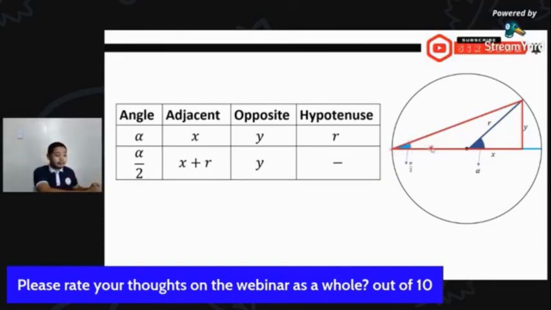Now, this part is actually the radius of the given circle. So you will notice that in this red triangle, the adjacent side is equivalent to r plus x, or x plus r, while the opposite side is equivalent to y. That is the reason why the adjacent side of alpha over 2 is x plus r, and the opposite side of alpha over 2 is y. For the hypotenuse, just like what I said a while ago, we will simply use the Pythagorean theorem. Okay? So let us proceed to the example.